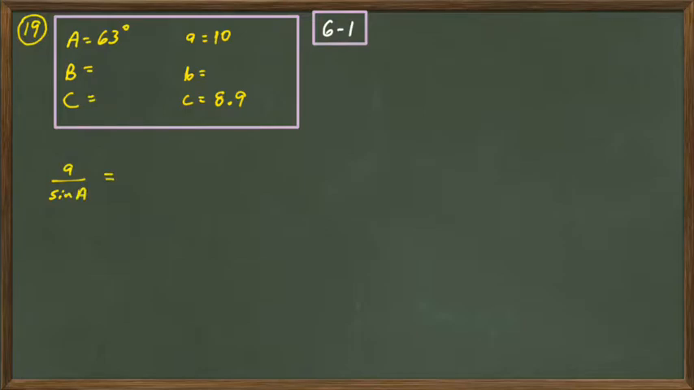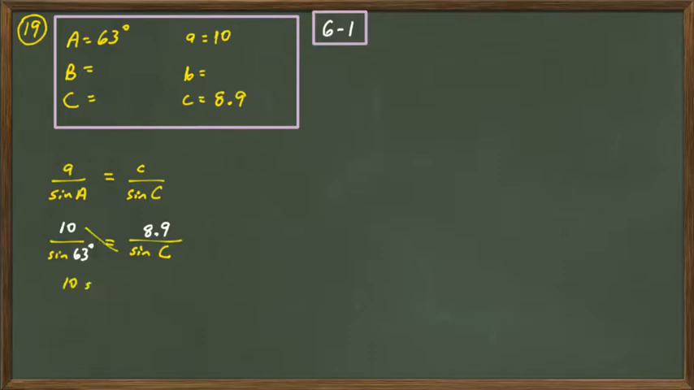I don't know either value for B, so I don't think it's appropriate to use that one. So I might make this equal C over the sine of C. So let's fill this in and see what we can solve. I don't know the angle C, but I do know side A is 10, angle A is 63 degrees, and side C is 8.9. So hopefully I can find angle C using this information.